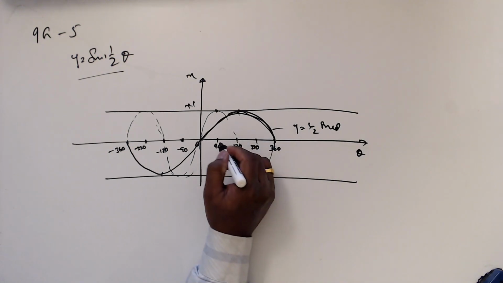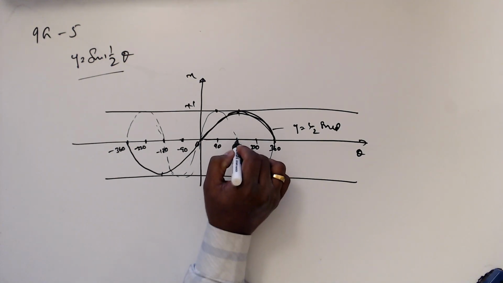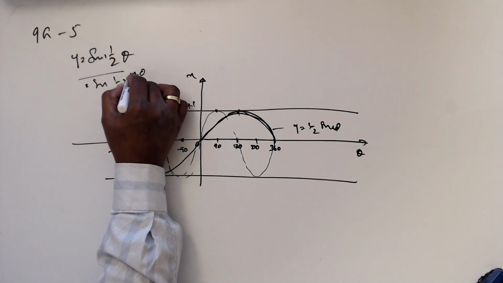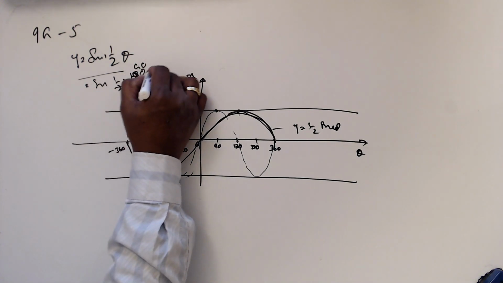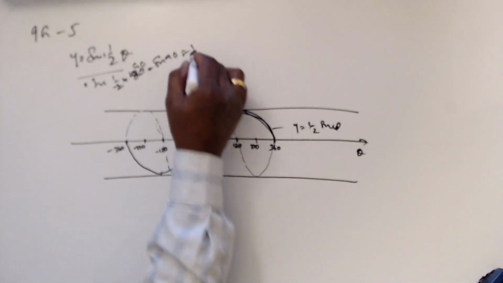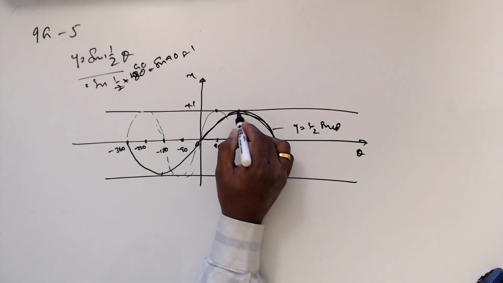In other words, to get this 90, you have to put 180. Sine of half times 180, this is cancelled out, sine 90. It means the one you will get at not 90, but 180.